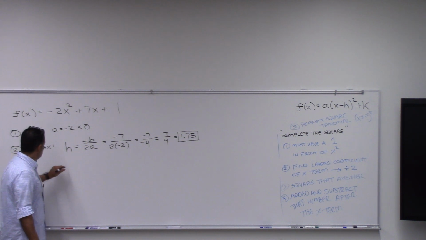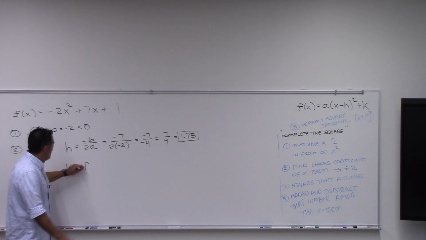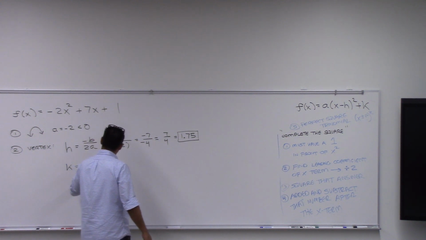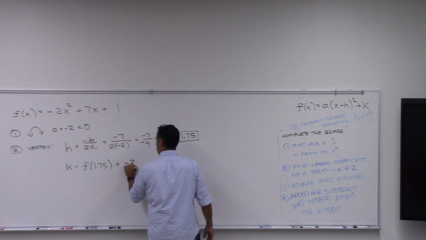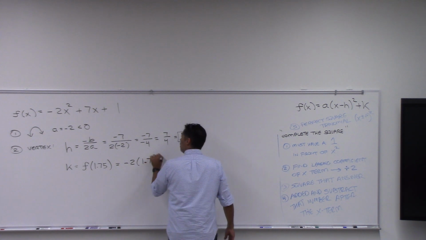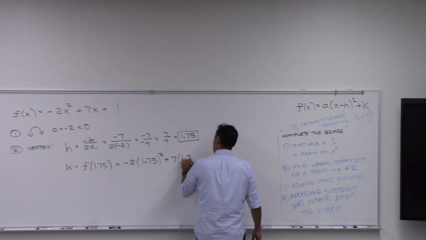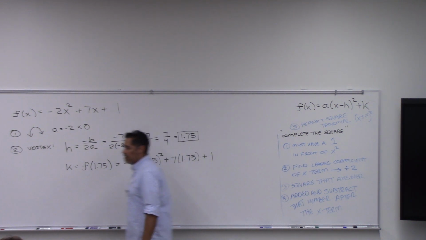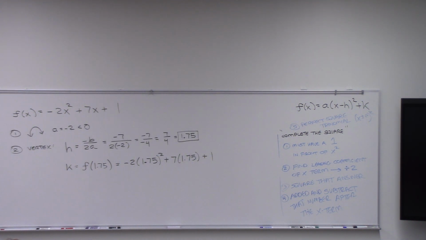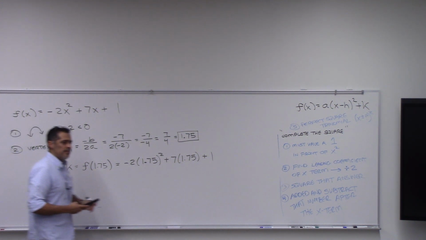We're just trying to get the vertex, right? All right, k. How do we get k? We take that answer and we plug it into our function. So negative 2 times 1.75 squared plus 7 times 1.75, then plus 1. And this is where I just get my calculator out to make my life a little easier, work a little faster here. All right, so all I'm going to do is type it all in and give you a final answer. I get 7.125.